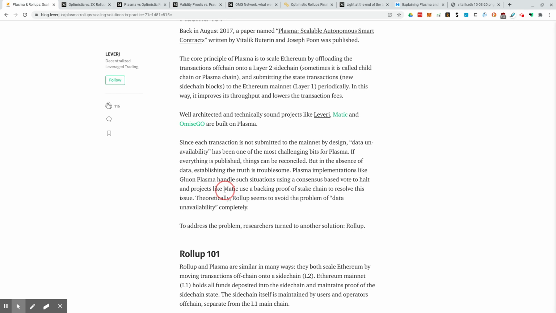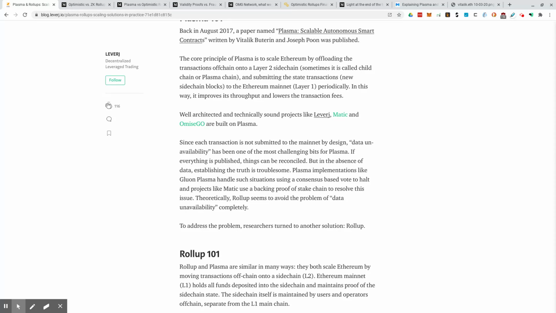So Matic is probably a name that you've heard in the DeFi space and around Ethereum in general. They do use a Plasma chain, which works pretty well as far as speed goes and lowering transaction costs. Another one, obviously, you might have heard is that OMG is working with Tether to move a lot of the Tether transactions to OMG's Plasma chain.